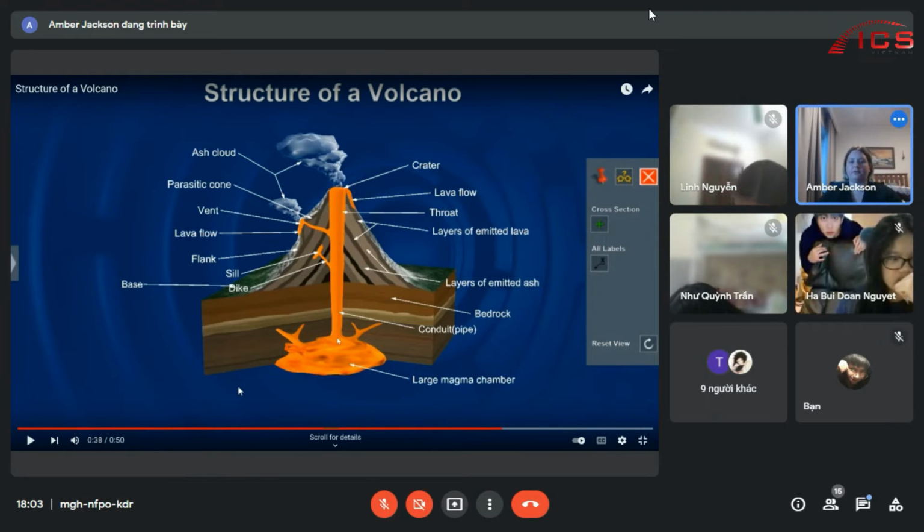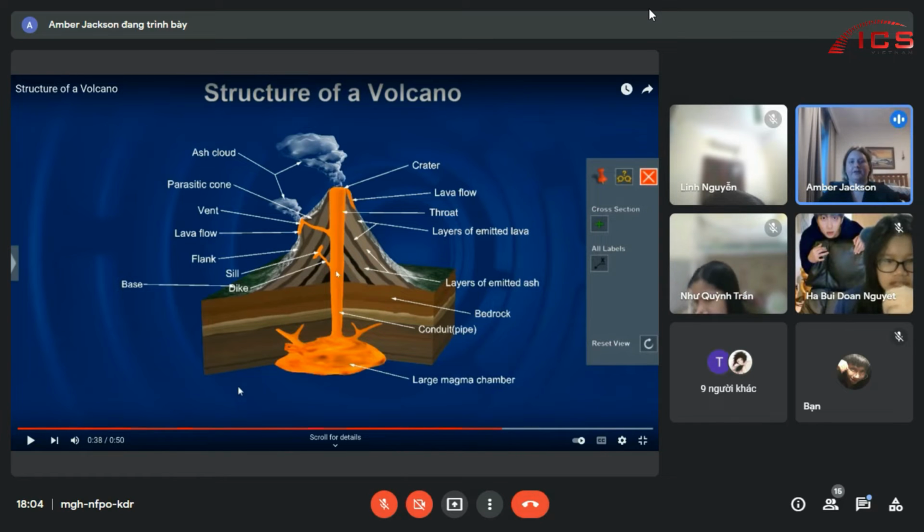The throat of the flow. And then you have the flanks or the sides. And then you can see here there's different layers of ash from where it has built up over time. And different layers of lava. So the ash normally settles along the sides of the volcano and in the surrounding area. So you'll have these volcanoes that are made up of different layers of ash and lava building up on top of each other.